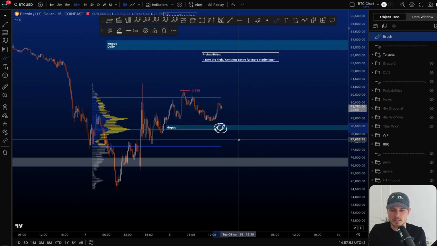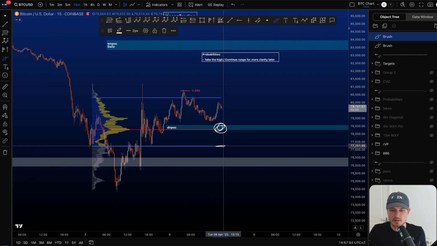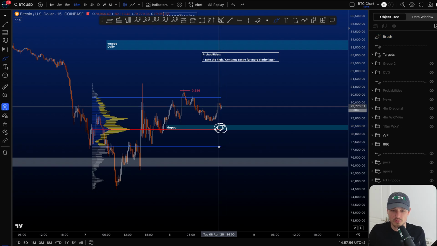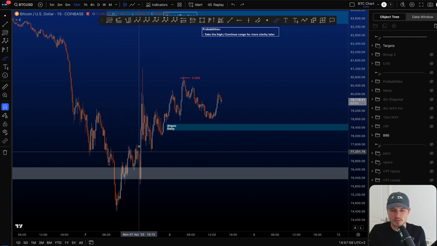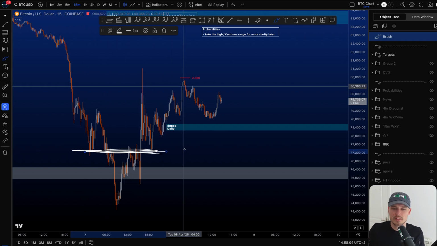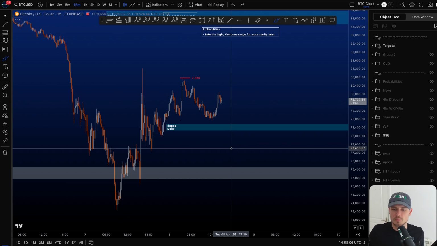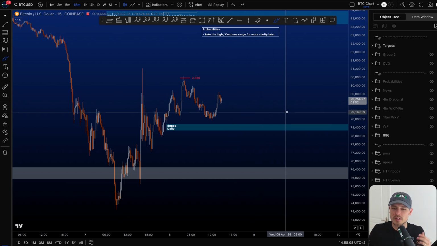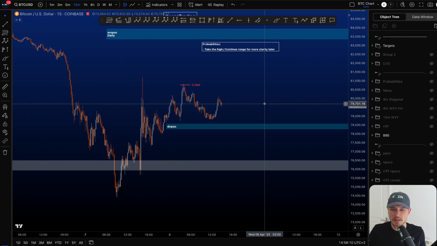Now below this point of control, you can see the value area low here sitting at 77.2K, which is in confluence, one could say, with this support resistance area. So that would be a secondary area that I did not have on my chart as a box, but it is a level that I do at least keep in mind.